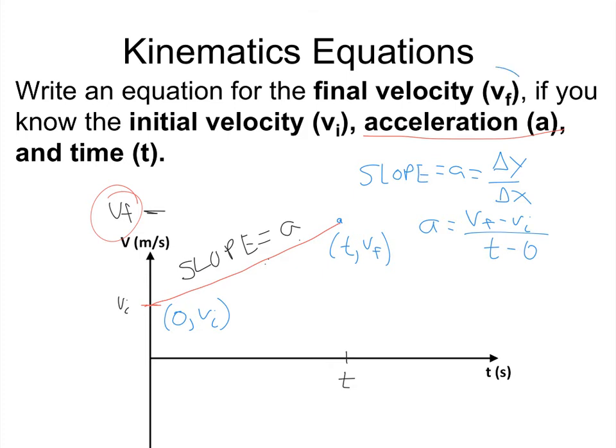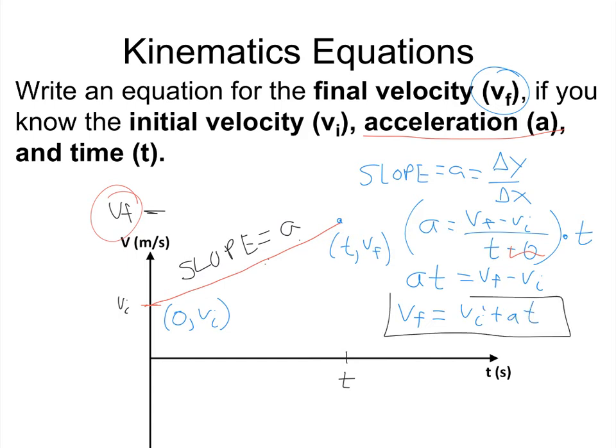I'm now going to solve for vf, so I'm going to do a little rearranging here. I'm going to multiply both sides by t, and so I get a times t, because that 0 just goes away. a times t equals vf minus vi. So when I solve for vf, I'm going to get that vf is vi plus at. And that is going to be our second kinematics equation.